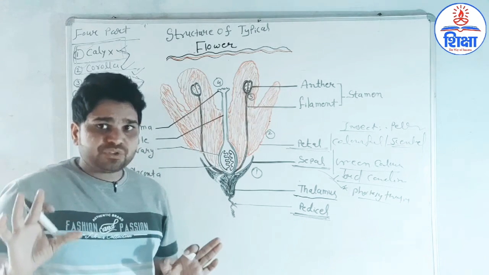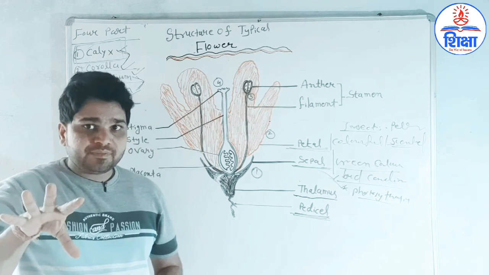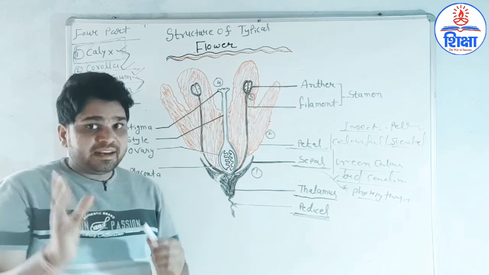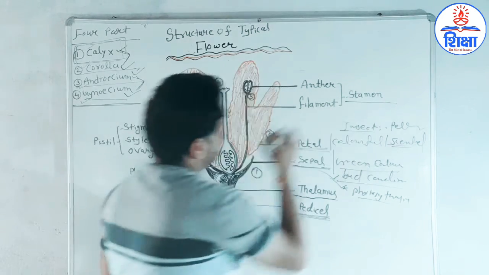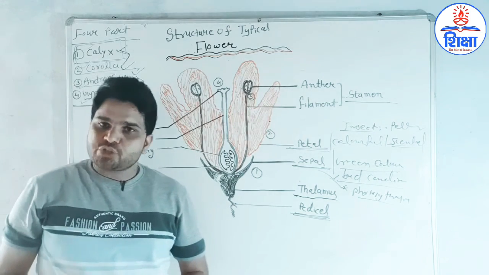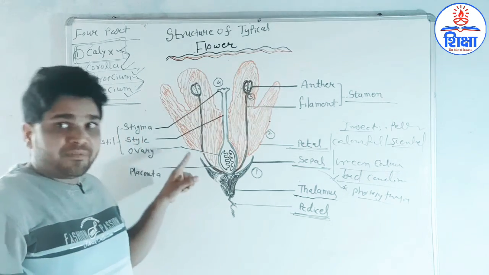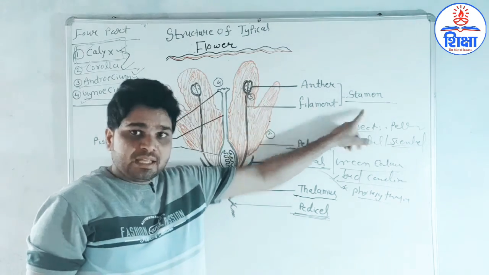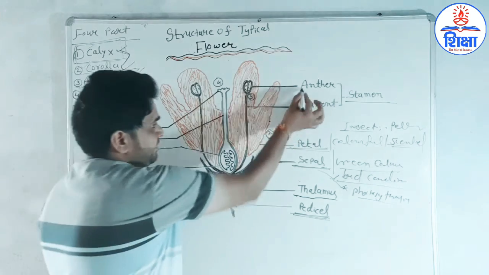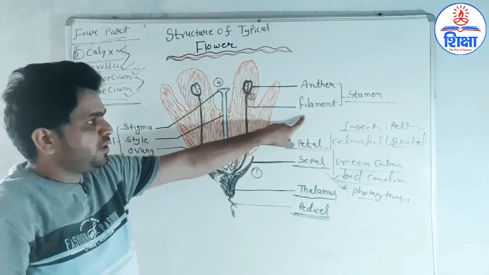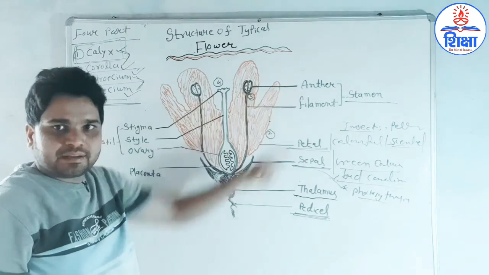It is the male reproductive part of the flower. It is more than 1 in number, so the unit of androecium is called stamen. Students, androecium is a male part of the flower and the unit of androecium is called stamen. Stamen is made up of mainly 2 parts. First, the stalk-like structure is called filament, and the swollen or terminal part is called anther.